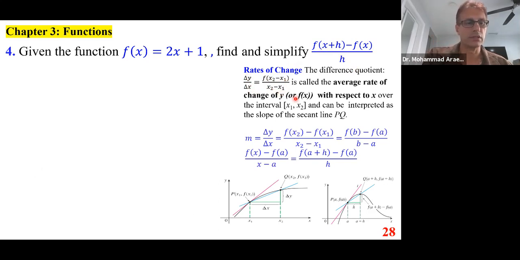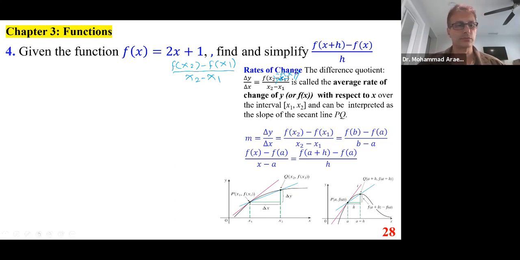Let me just fix this. This is f of x sub 2 minus f of x sub 1, okay? F of x sub 2, f of x sub 1. So it's important to see that there is a typo here. There's a typo. Maybe I rewrite it here as f of x sub 2 minus f of x sub 1 over x sub 2 minus x sub 1.